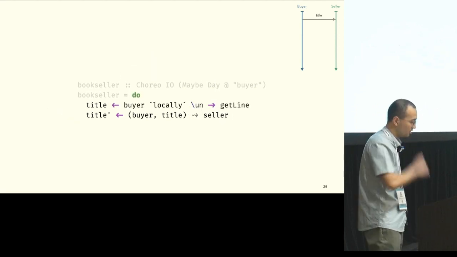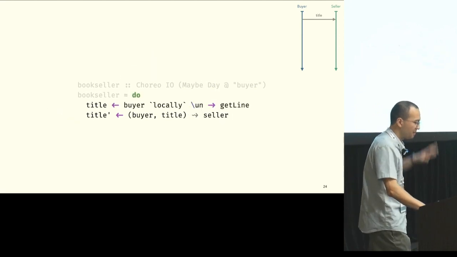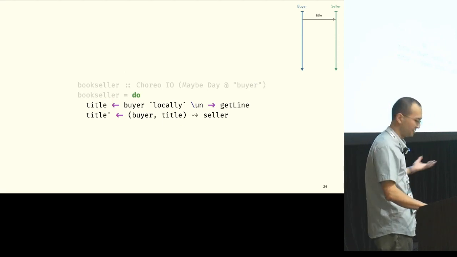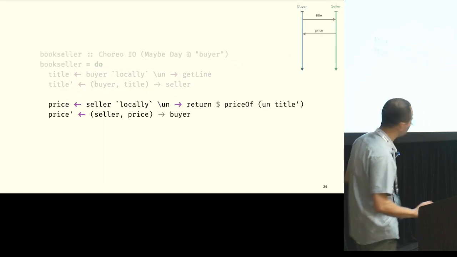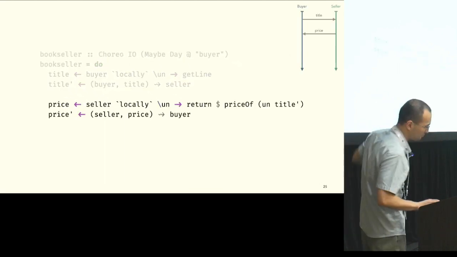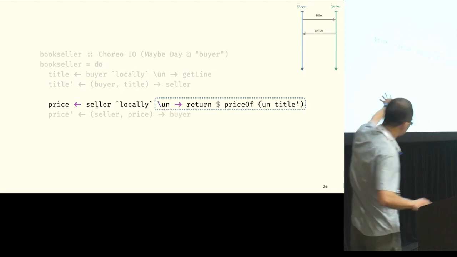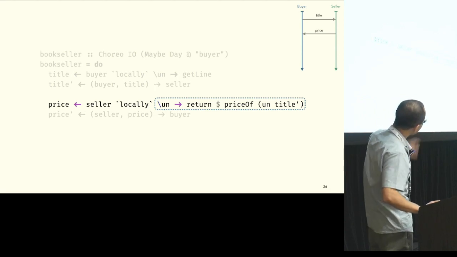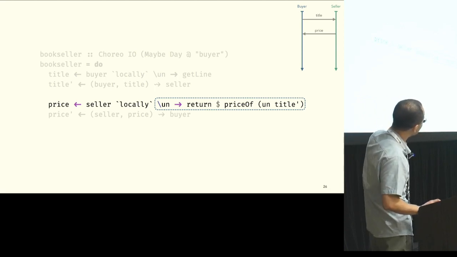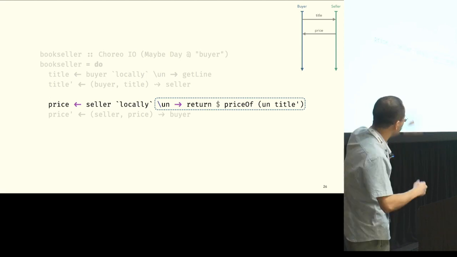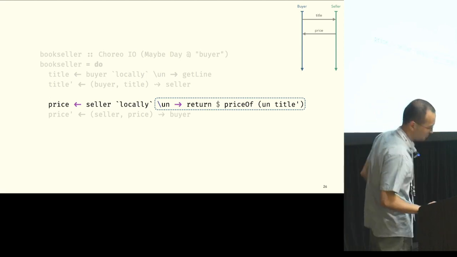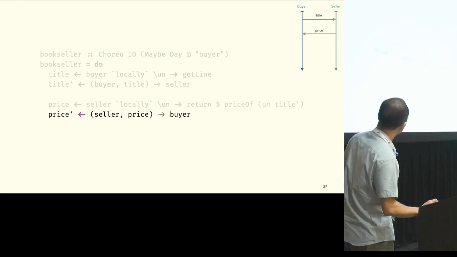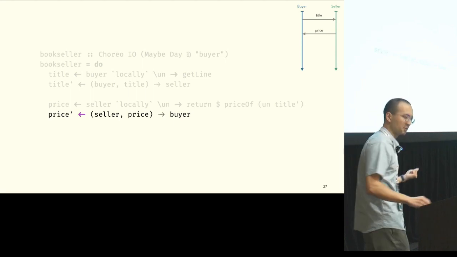Going back to the bookseller protocol, after receiving the title, the seller now needs to send the price of the book back to the buyer. And we do this by writing these two lines of code, and pretty similarly as before, here the seller is doing another local computation to get the price of the book. Here we do need to apply this unwrap function to title' to unwrap it and use the normal function priceOf. And once the seller gets the price of the book, now it communicates it to the buyer.